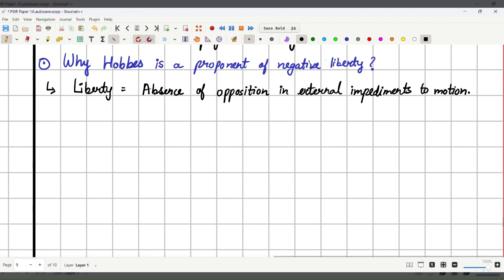so it basically means that just as water is free to flow until it hits the wall of the container, similarly a human is free until they encounter an external obstacle, which in the case of the state is the law, okay. For humans it is the law. So the absence of opposition in external impediments to motion is liberty, and this is law, okay, basically.